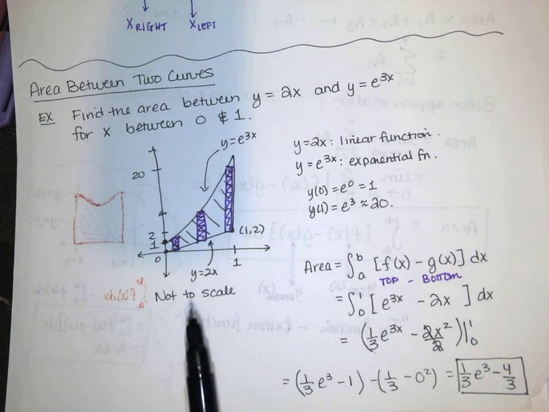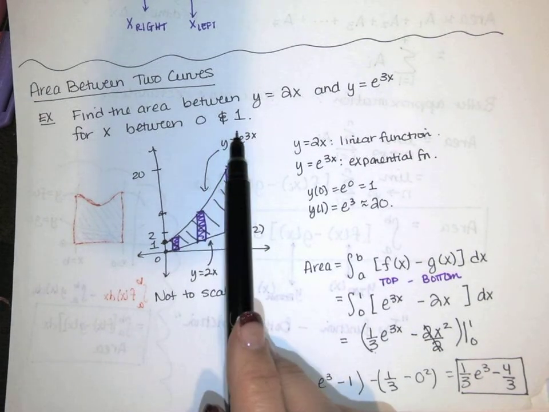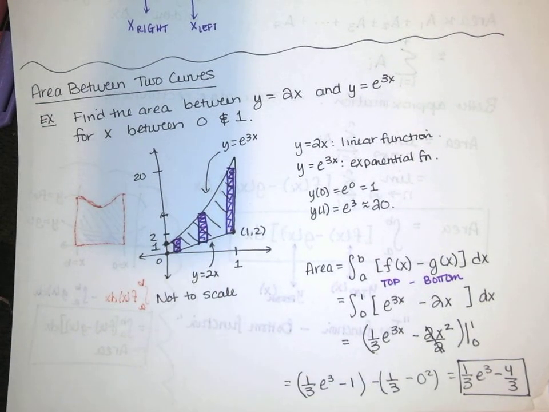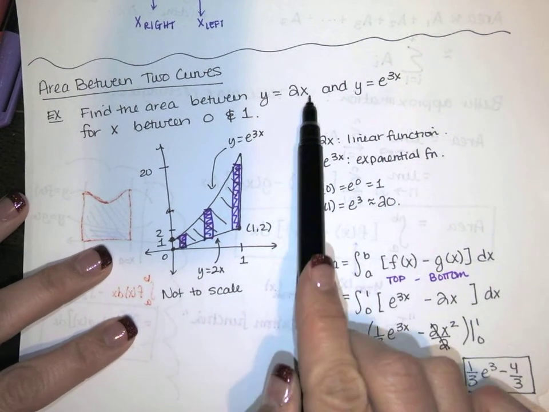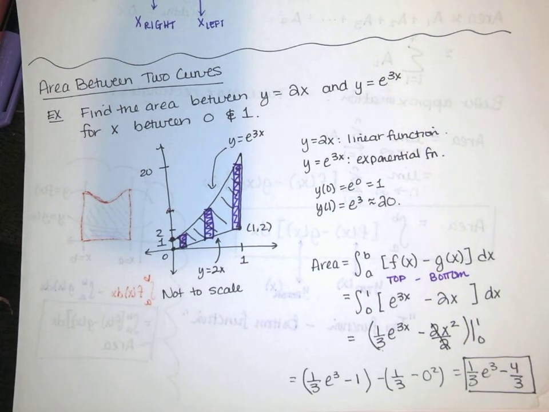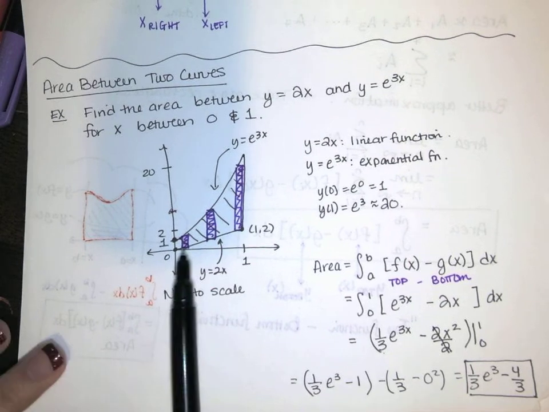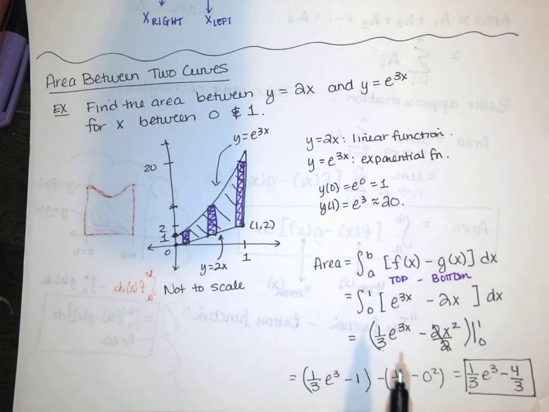And that one wasn't too bad. They told us what a and b were. They gave us those values for x, and it just so happened that this one was always the top function and this one was always the bottom function. So we just needed to graph it to figure out which one was which, and then substitute into the formula.